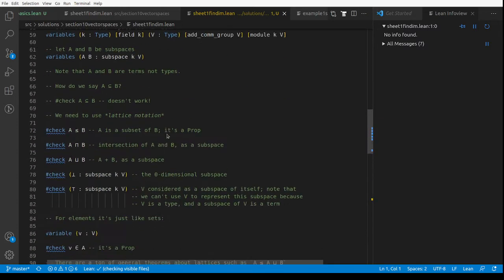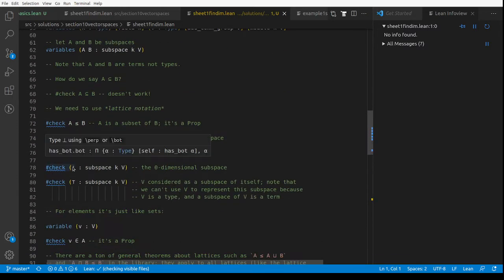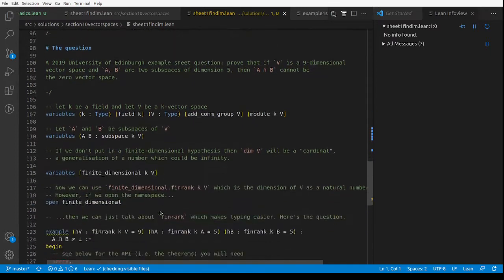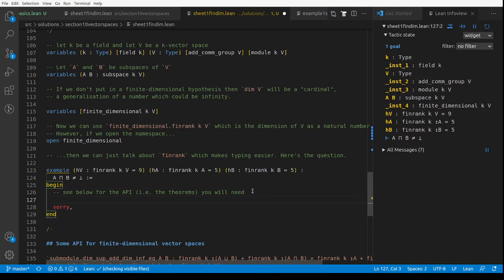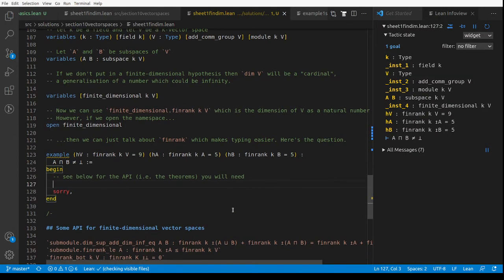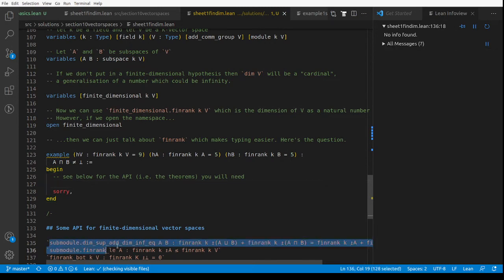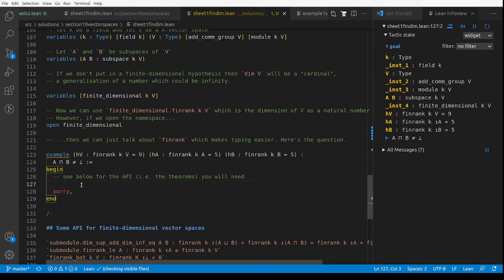So I talk about this up here. This bot, it's the smallest subspace. And so it's the zero-dimensional. It's not the empty set, right? It's the zero-dimensional subspace. Obviously, the intersection of two vector spaces can't be empty because it contains the zero vector. But we've got to prove it contains a non-zero vector as well. And to prove this, the key thing that one needs is this submodule dim sub and dim inf eq. So let's see what that says.